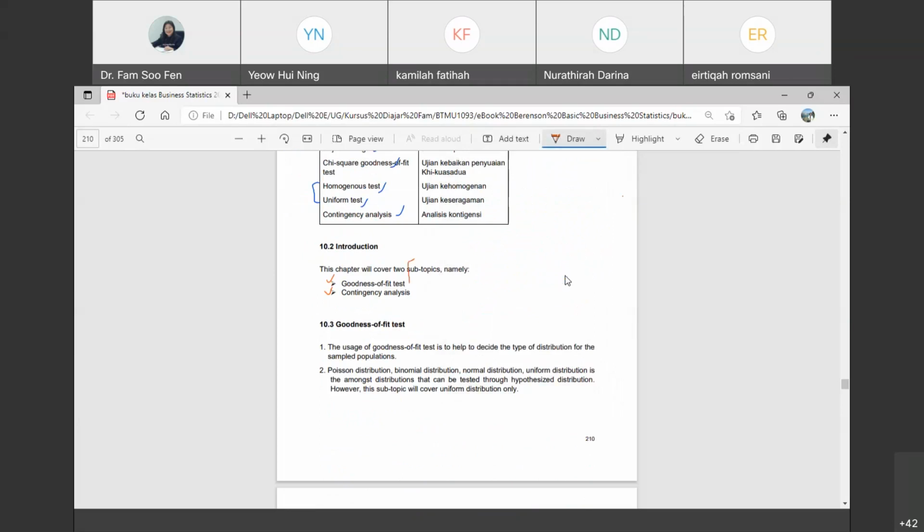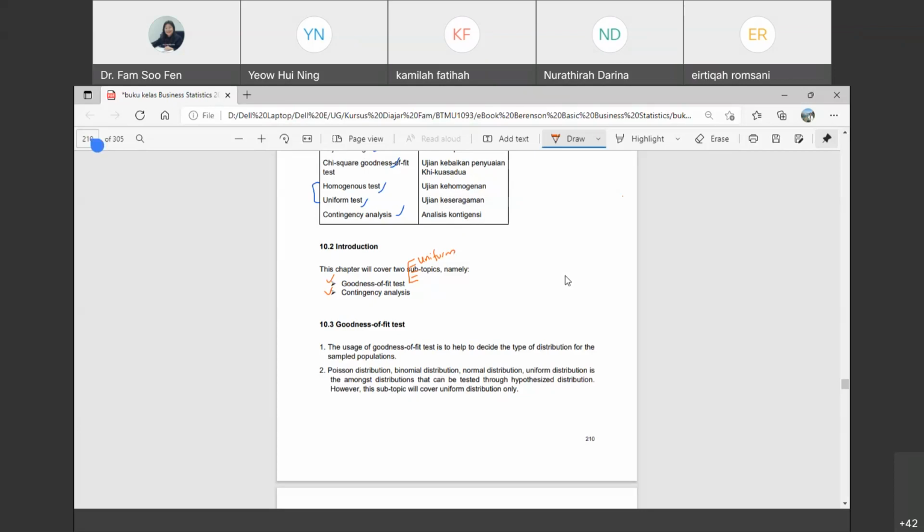Goodness of fit itself has many subcategories. You are going to concentrate on the uniform distributions. You have others, binomial, normal, Poisson. We are not going to go into that depth. So you will concentrate on the uniform or the homogeneous test.